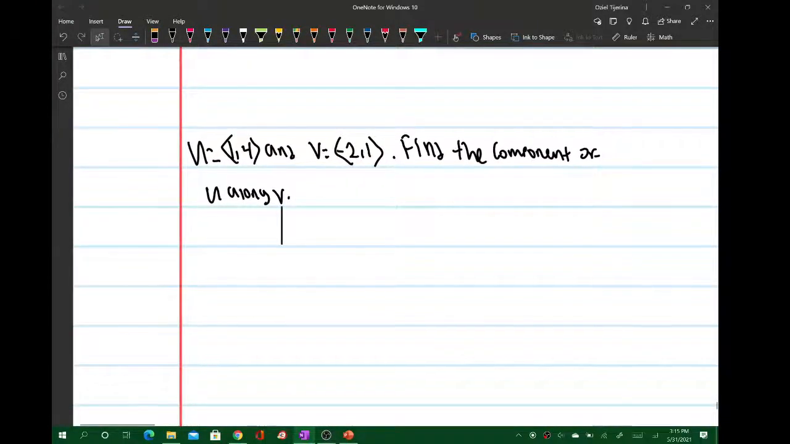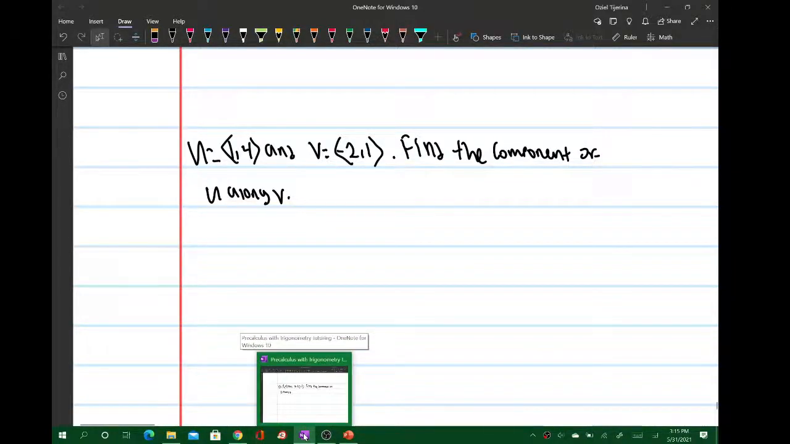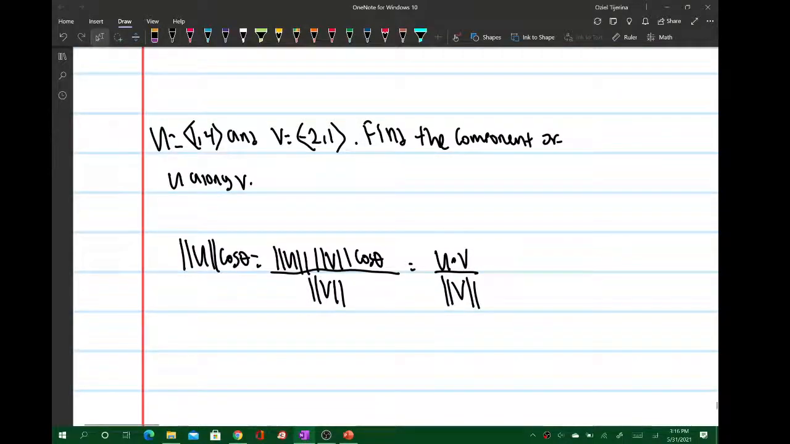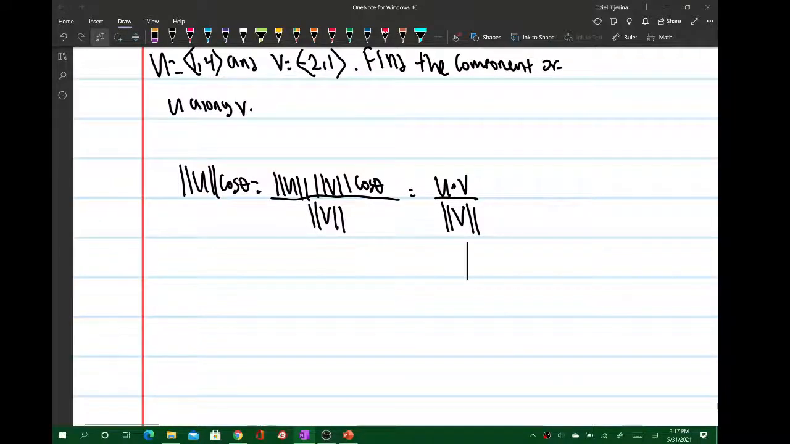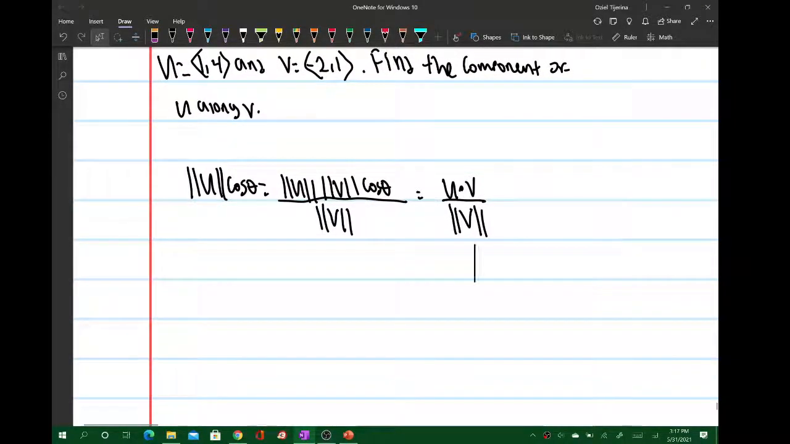So this is a very different problem. Now in vector calculus, and also in vectors, you have to know how to find the component of u along v. So this is what we're going to do in this problem. So to quickly explain what the component of u along v is.